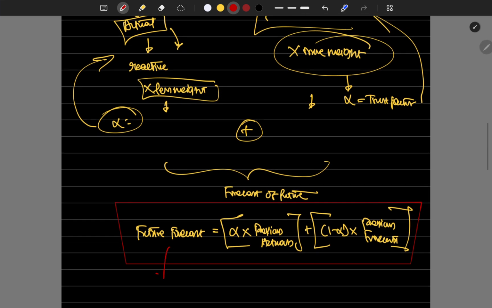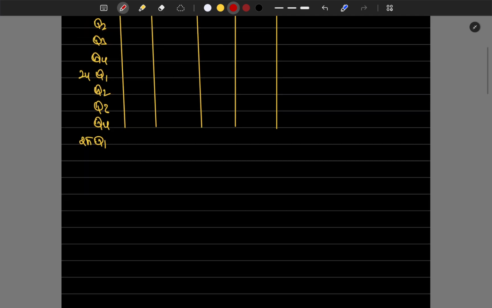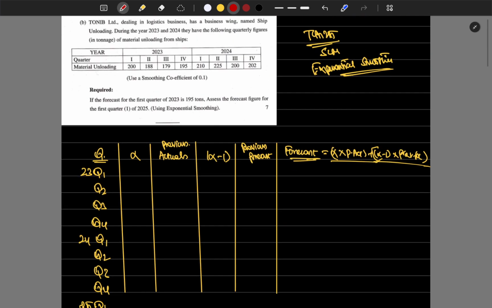The future forecast is the number of idlis to be sold tomorrow, and I have the previous actuals and the previous forecast values. I'm giving the weight based on my trust, my system values, or my experience. I'm giving more weight on the trend.